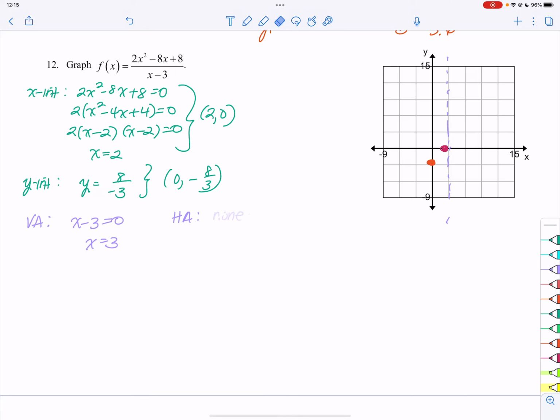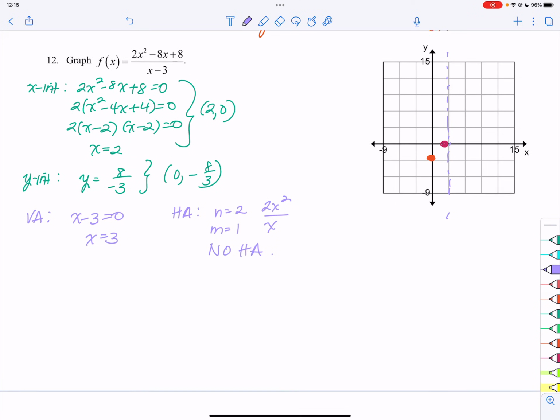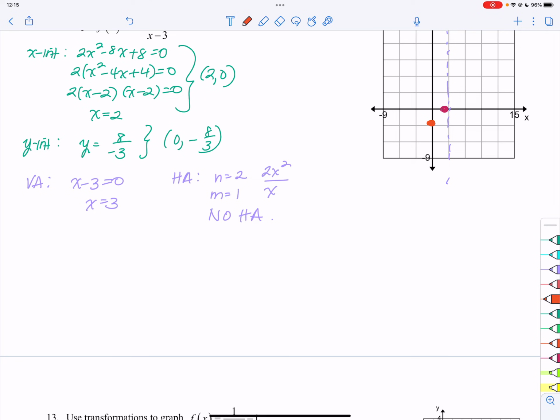Since, I'll go ahead and write that out, since the degree of the numerator is 2 and the degree of the denominator is 1, there are no horizontal asymptotes. However, we do have a slant asymptote.